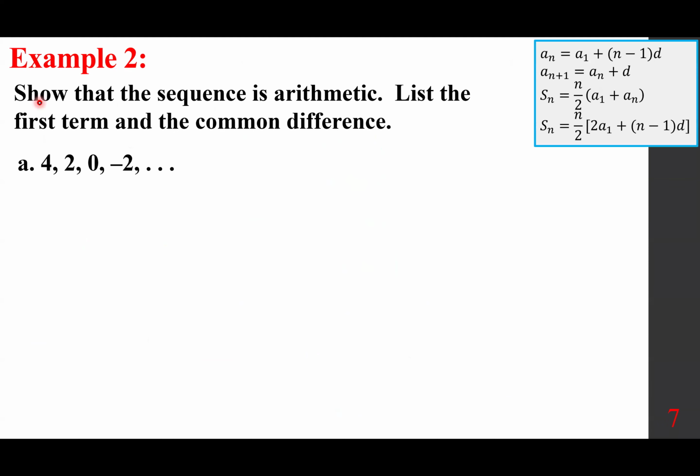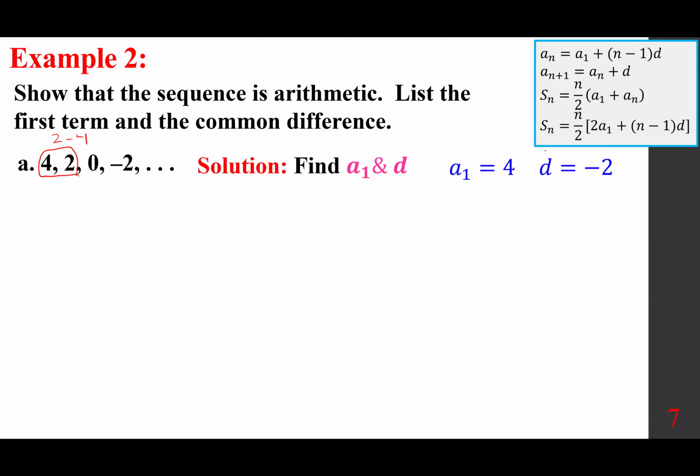Example 2, show that the sequence is arithmetic. List the first term and the common difference. That's how you prove it. So we want to find A sub 1, and obviously A sub 1 is 4. What number do you add to get to 2? You subtract 4 from 2. So 2 minus 4. Okay, so again, the way you find the d, you say 2 minus 4.